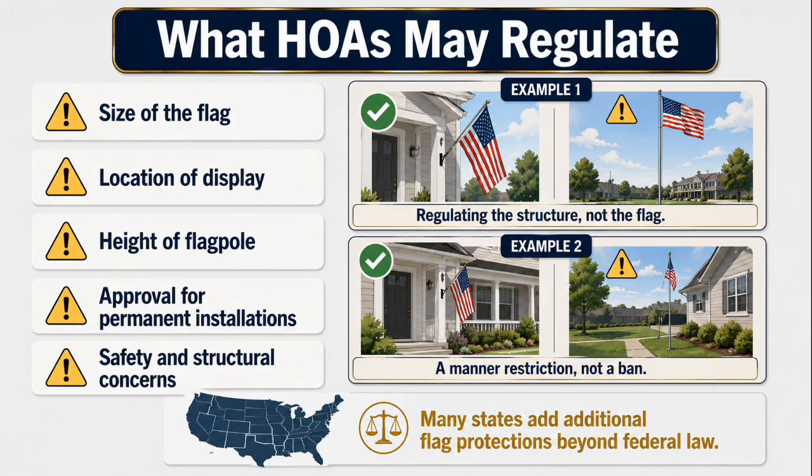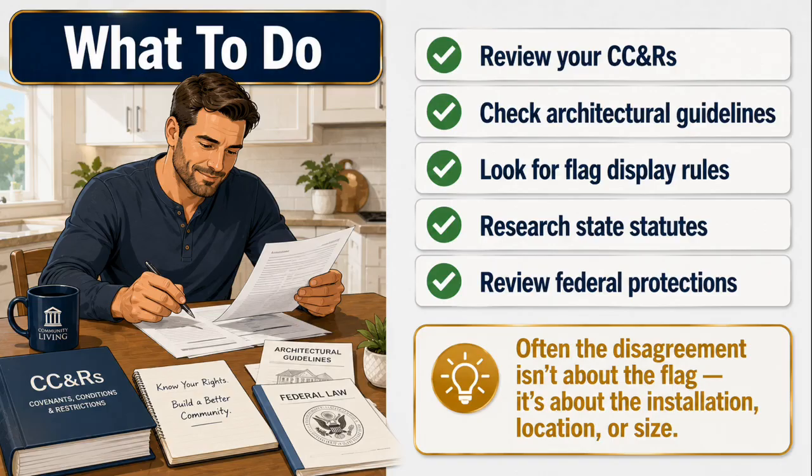Or an HOA might require that flags be mounted on a bracket attached to the house rather than a freestanding pole. That's a manner restriction, not a ban. And keep in mind, many states have their own flag display statutes that may give homeowners additional protections beyond federal law. If your HOA claims your flag violates community rules, don't immediately assume the association is right. But don't assume they're wrong either.